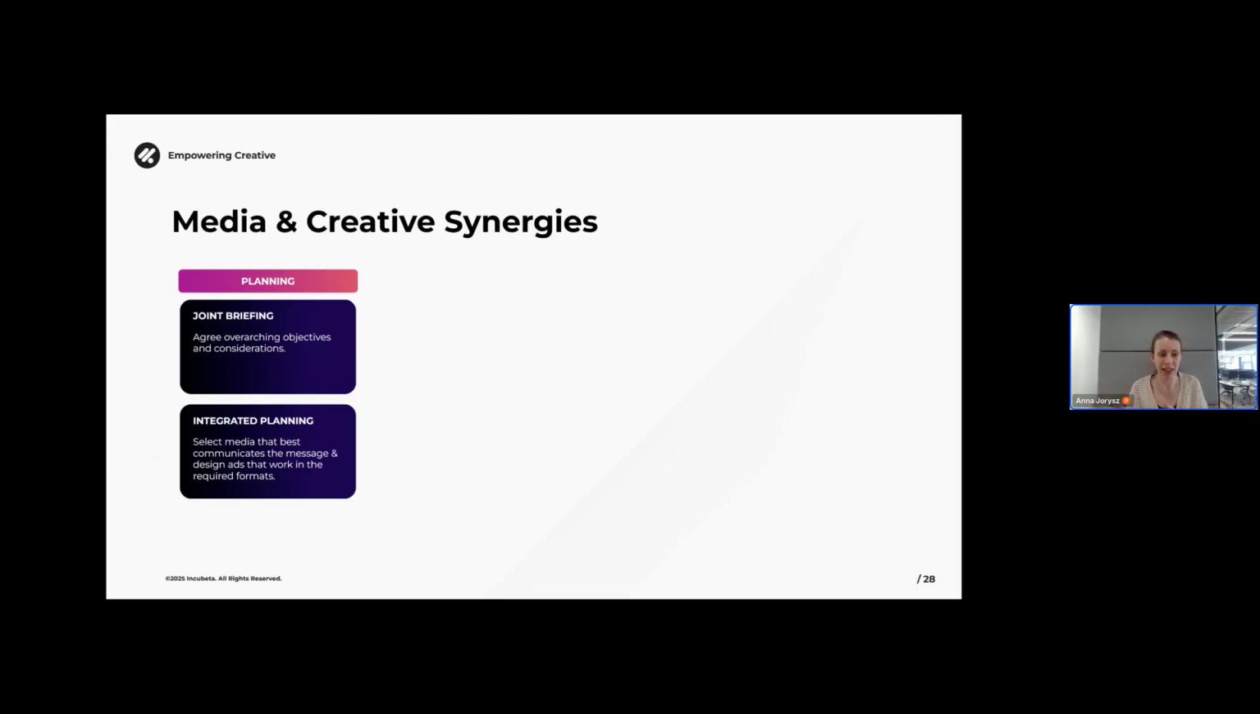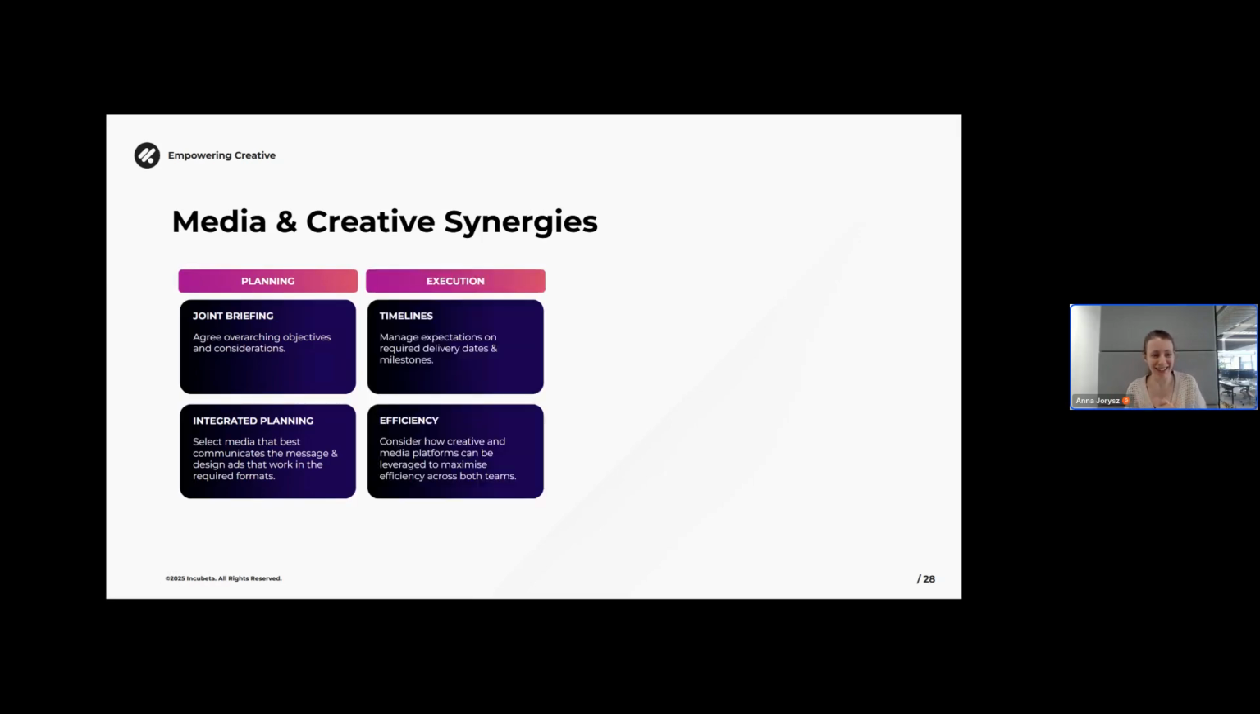Yes, the media has to be selected to find formats, to find environments where that message will be amplified, where it will get the most impact. But the media is also an example of making sure we're buying efficiently. And that requires certain formats and certain things from the creative as well. So it very much needs to be a cyclical process with a few rounds of connection between the two teams there.